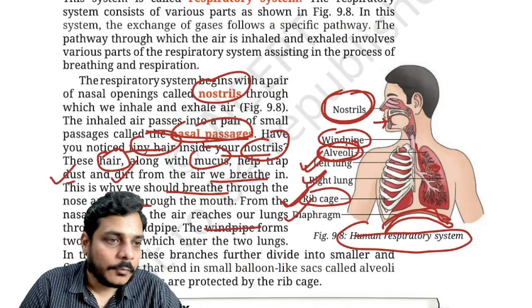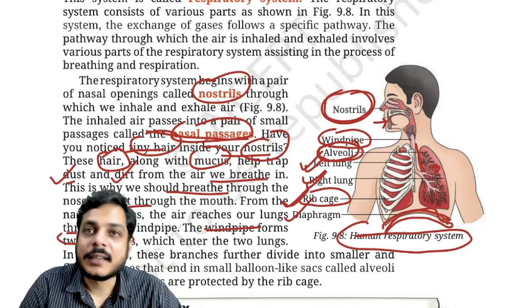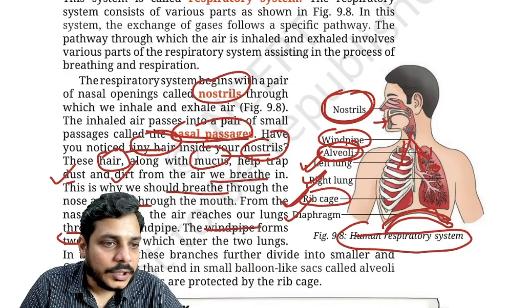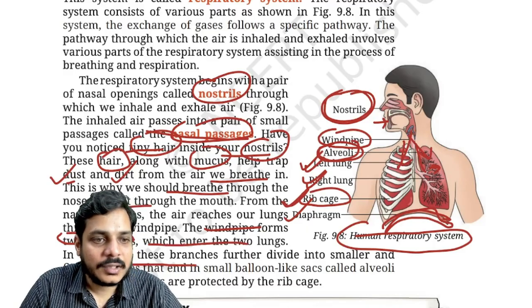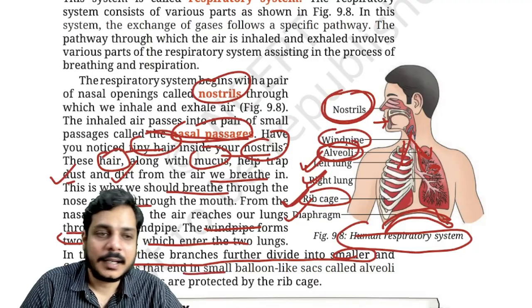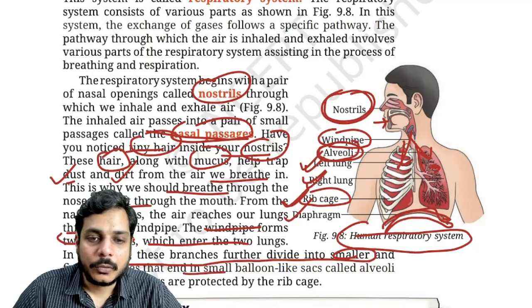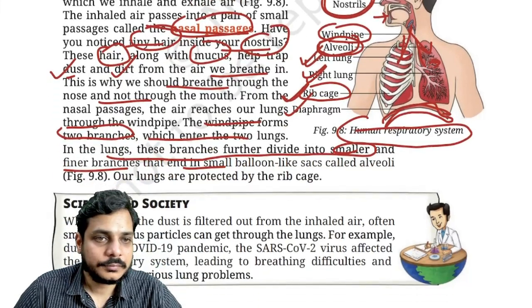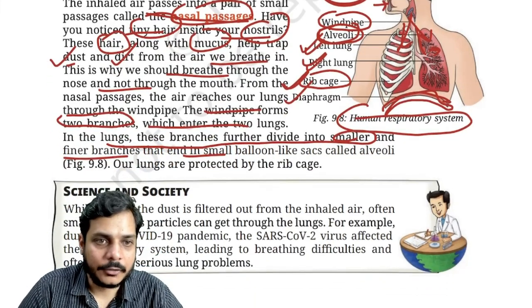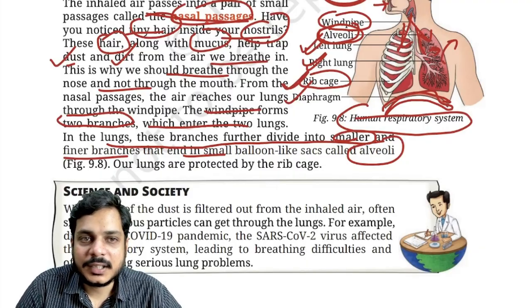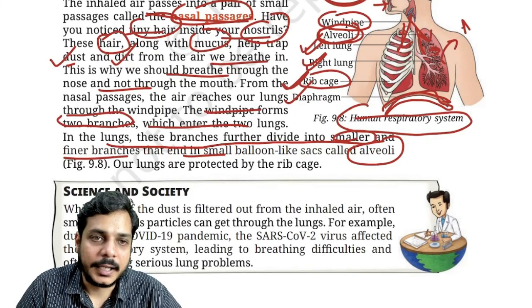The windpipe forms two branches that feed into the two lungs. These are the two branches, which enter the two lungs. In the lungs, these branches further divide into smaller and finer branches that end in small balloon-like sacs called alveoli. These are like the branches of a tree. This is your alveoli.